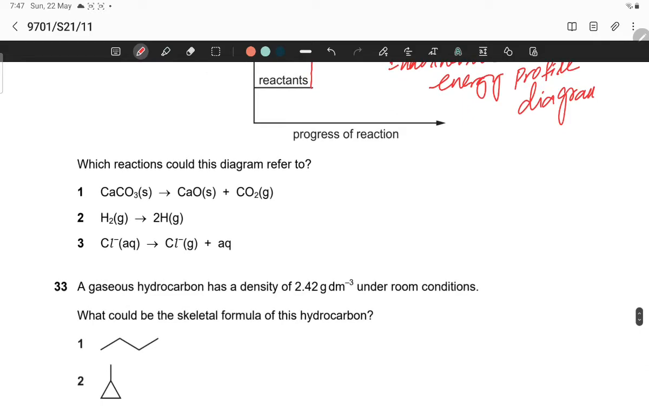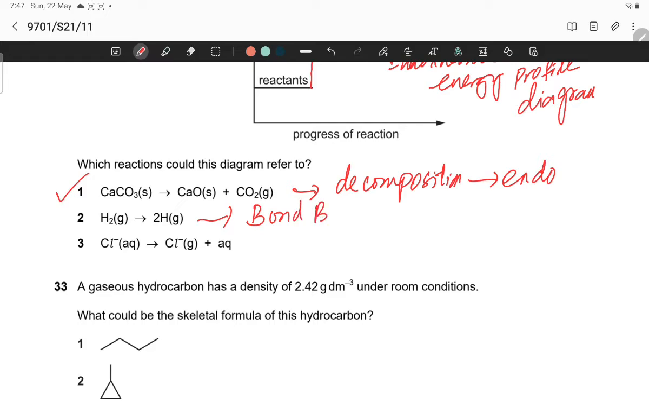Which could this diagram refer to? Calcium carbonate to calcium oxide. This is a decomposition reaction, and decomposition is endothermic. This is correct. Hydrogen gas forms two hydrogen atoms, so this is also bond breaking. Bond breaking is endothermic, so this is also correct.